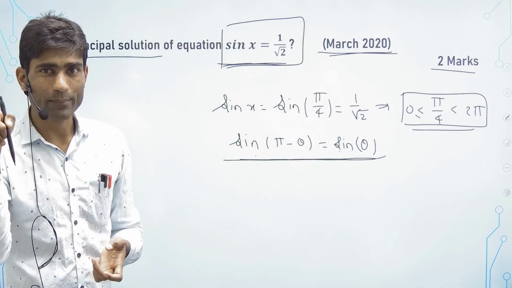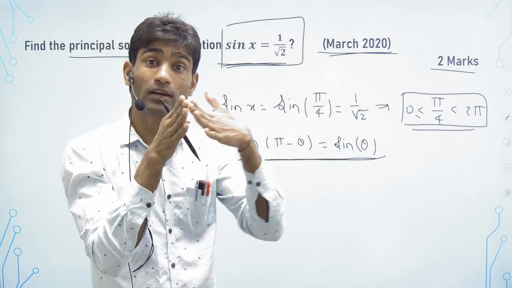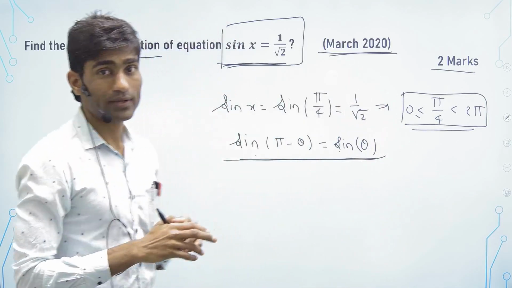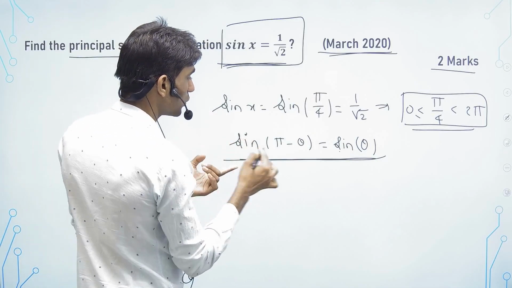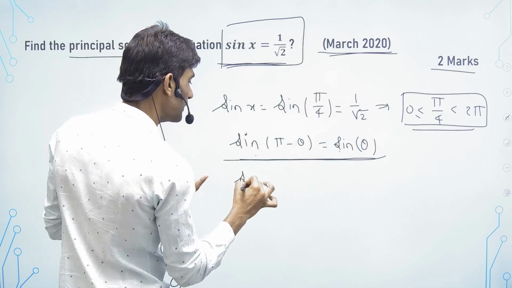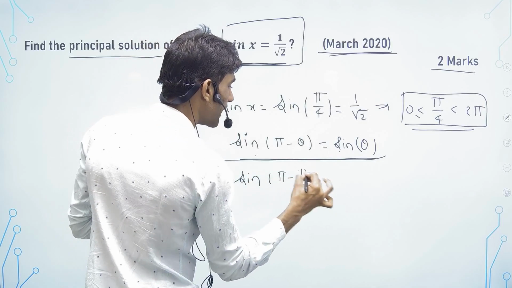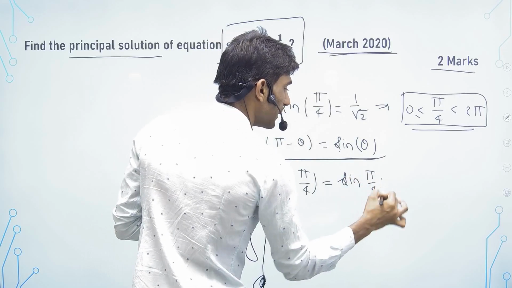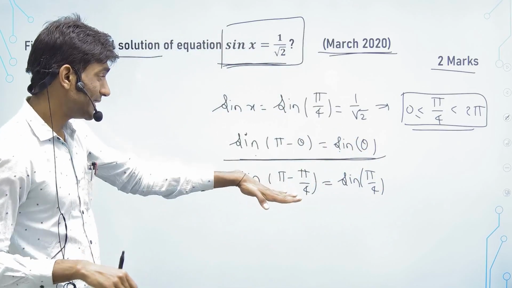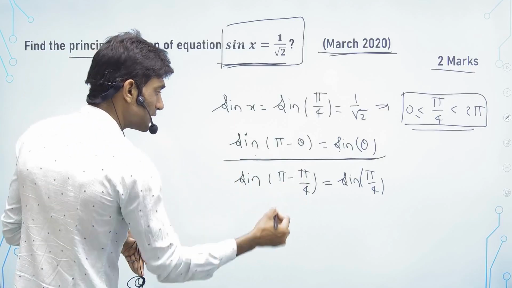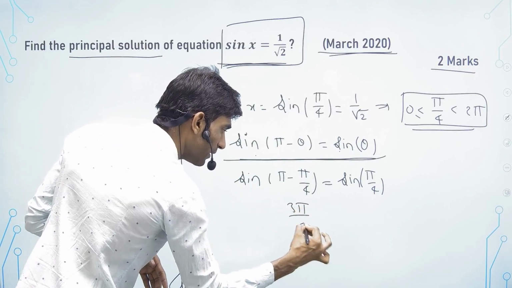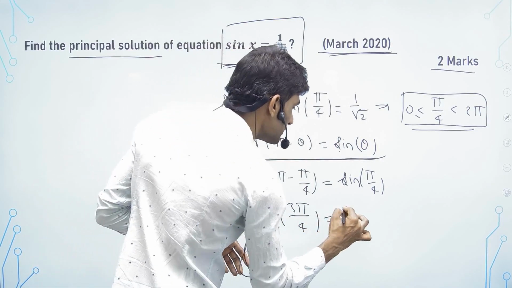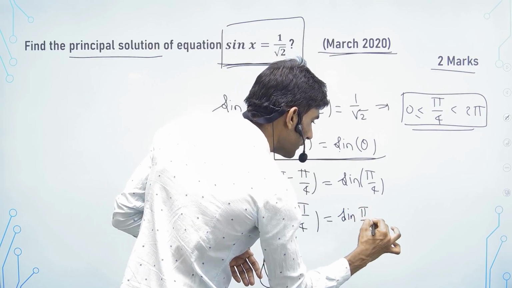We cannot go for pi by 2. If we go through pi by 2, sine gets converted into another trigonometric function, and we do not want that conversion, so be careful about this. So replace theta with pi by 4, and we get sine of pi minus pi by 4. Now go for the calculation: 4 pi minus pi gives 3 pi divided by 4. So sine of 3 pi by 4 is the sine of pi by 4.